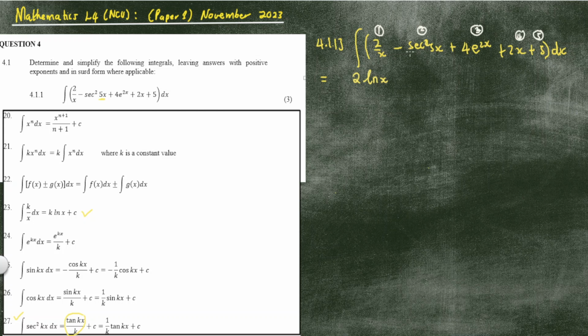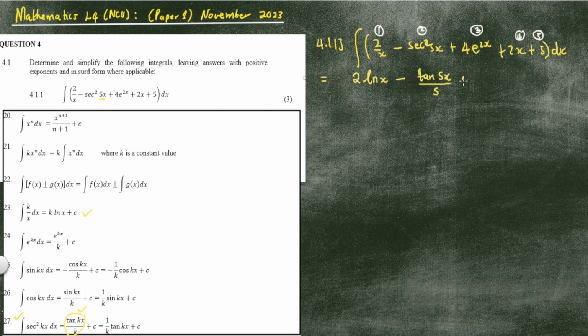So getting the integral of sec squared, applying formula number 27, is going to be a minus 1. Or we can just write it like this: tan 5x over 5. It's tan kx over k, so the k is the 5. The k is the 5 in this case. So we got the integral for number 2.